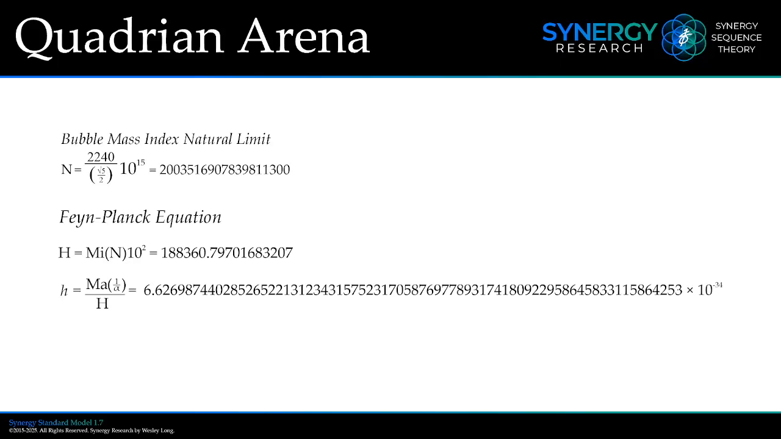And what do we get? H equals 6626984025265 times 10 to the minus 34. That is Planck's constant, returned from a symbolic division of resonance mass and frequency limit.